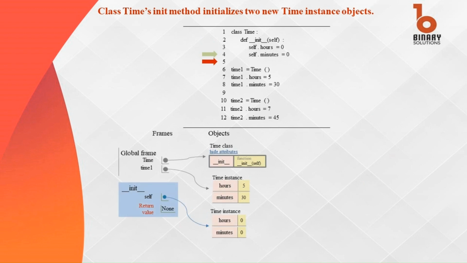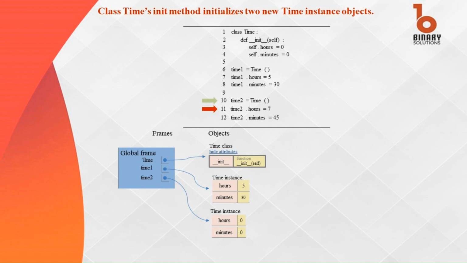The program illustrates how instance objects time1 and time2 are created from the time class, each maintaining independent attributes. The global frame stores these instances, ensuring modifications to one do not affect the other. This program demonstrates object oriented principles by allowing multiple objects to share a class blueprint while preserving unique attribute values. The init method initializes default values, which can be updated as needed.